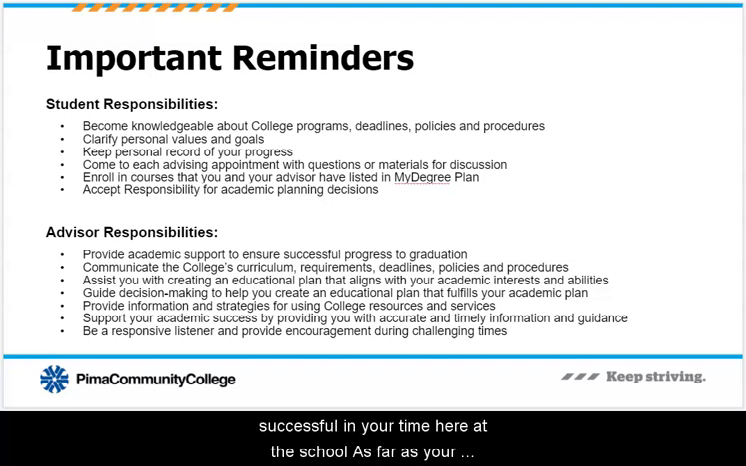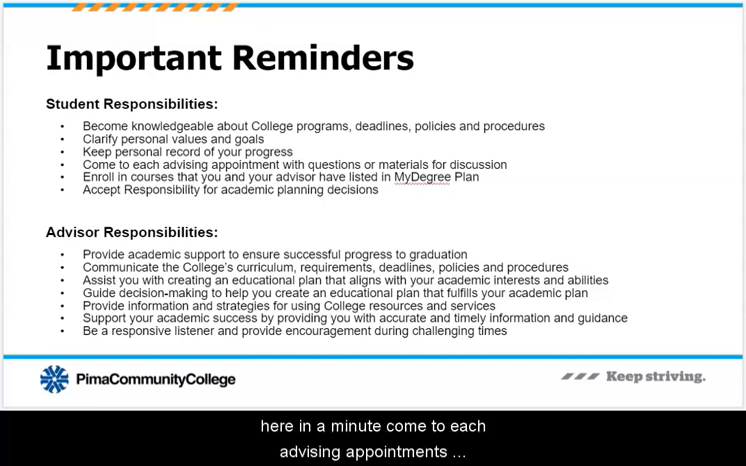So as part of your responsibilities, you want to become knowledgeable about college programs, deadlines, policies, and procedures. A lot of that is found in the college catalog that we discussed earlier. Clarify any personal values and goals, so when we have our advising meetings, we can discuss that. Keep a personal record of your progress. This is using your My Degree Plan, which I'll mention again here in a minute.